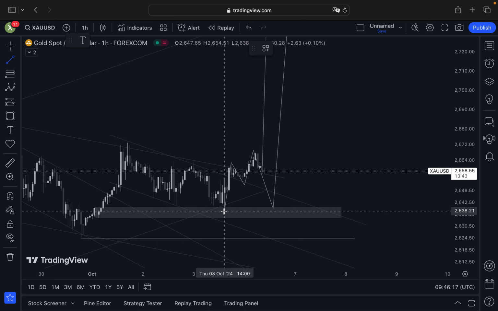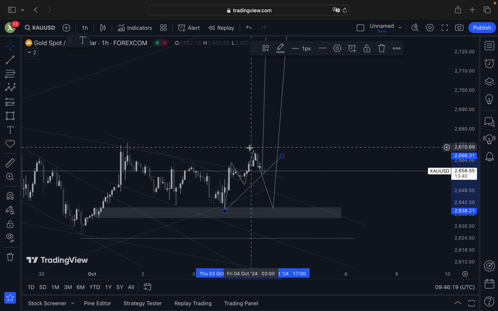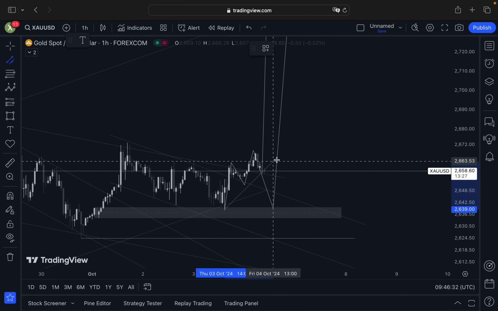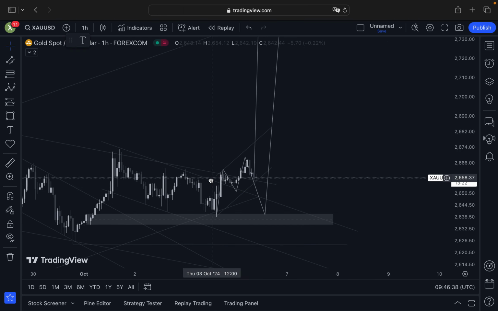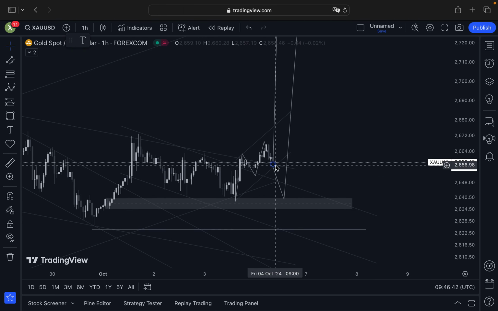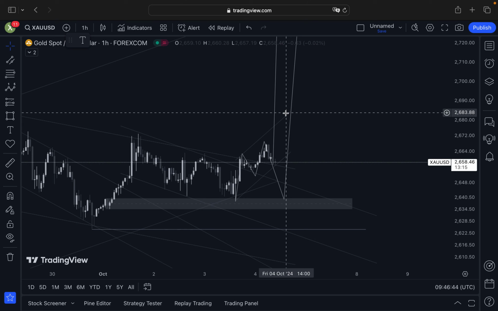So if I push this and do this, I can do this using parallel channel two. Then I can actually go like, so from here, right? This is the bottom to here. And then put it here. I will have another ascending channel. So this would be the second touch on the ascending channel, and then possibly push up.